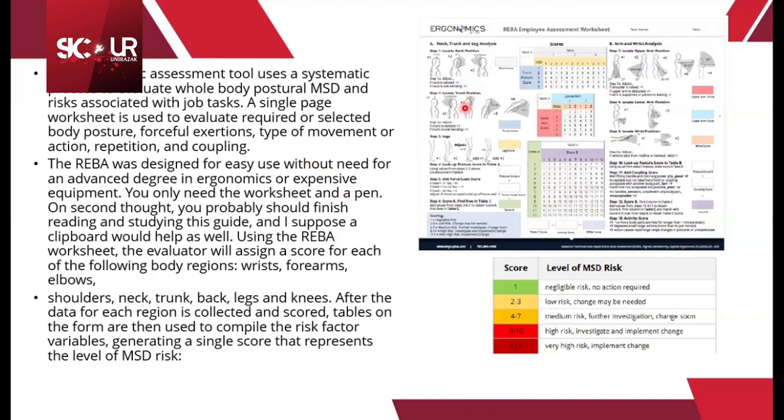Right, so you probably should finish reading and study this guide, and I suppose a clipboard with the REBA worksheet, evaluate wrist, forearm, elbow, shoulder, neck, trunk, back, leg, knee. After the data for each region is collected and scored on the table, then use it to compile the risk factor variable generating a single score. Contohnya, bila kita katalah neck, trunk and leg analysis. So dia ada dua part, satu neck, trunk and leg analysis dan satu lagi arm and wrist analysis.